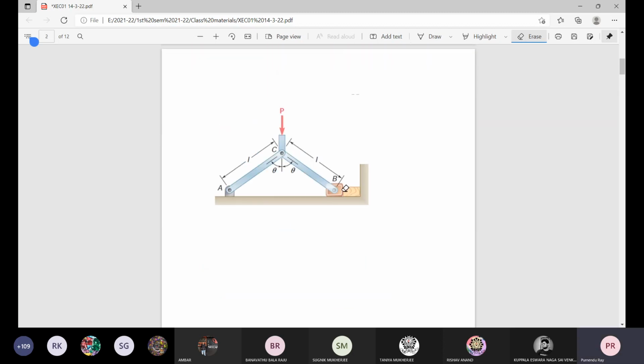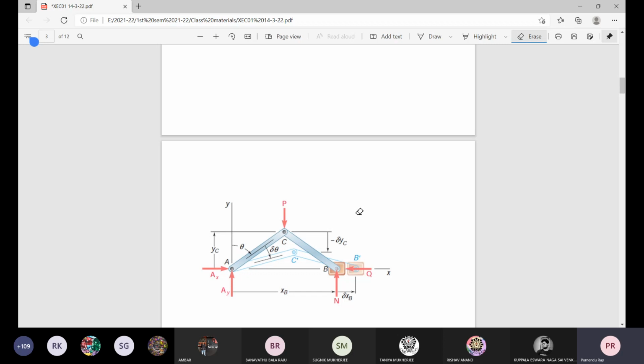We remove this support so that it can slide. That sliding is stopped by this horizontal reaction Q. When this horizontal reaction Q is required there, when you remove this wall from that place, naturally it produces another reaction AX here. And of course, you can understand that it depends on the magnitude of the vertically applied force P. If there is no force P applied, it is not able to slide towards the right on its own. When some force is applied, it will try to slide outward. To stop that, you need some force Q.